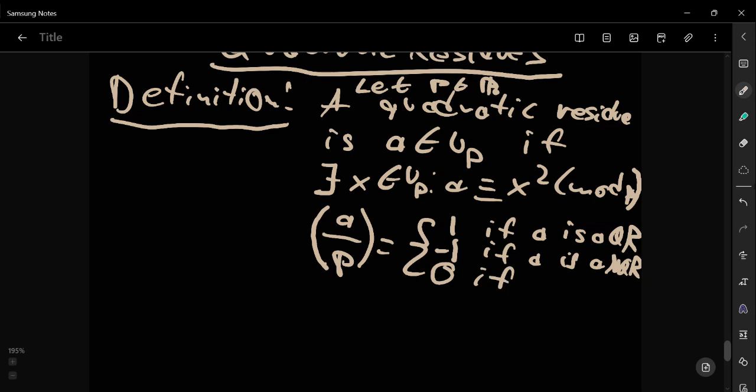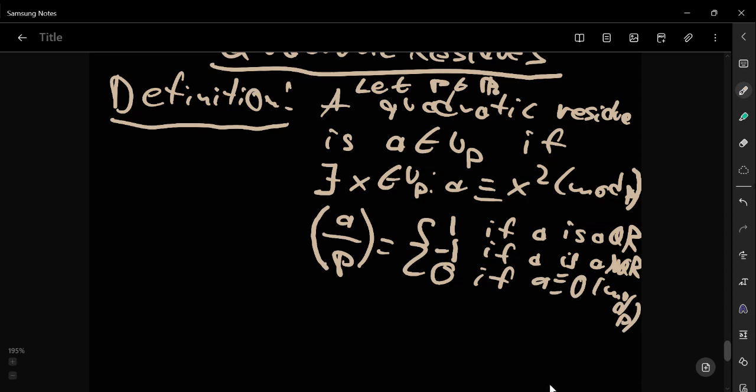And A over p is equal to 0 otherwise. So this Legendre symbol is defined for A in Z_p, but A can also be congruent to 0 modulo p. So if A is congruent to 0 modulo p, in other words, if A is a multiple of p, then A over p is just equal to 0.